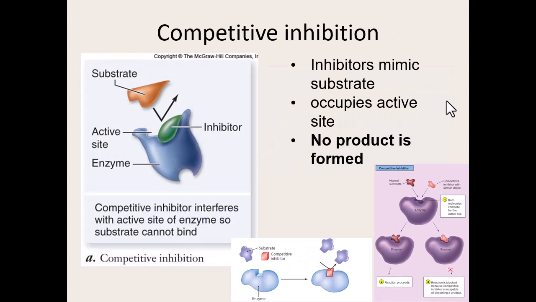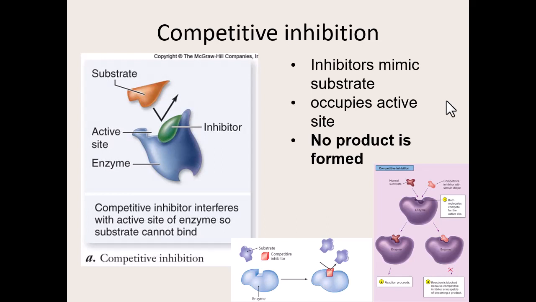There are two types of inhibitors that can affect how an enzyme works. One's called competitive, and on the next slide, non-competitive. A competitive inhibitor, based on its name, is competing for the active site. Again, active sites are very specific for what substrate can bind in there, but there are a couple of sneaky little things that can try to sneak their way into that active site.